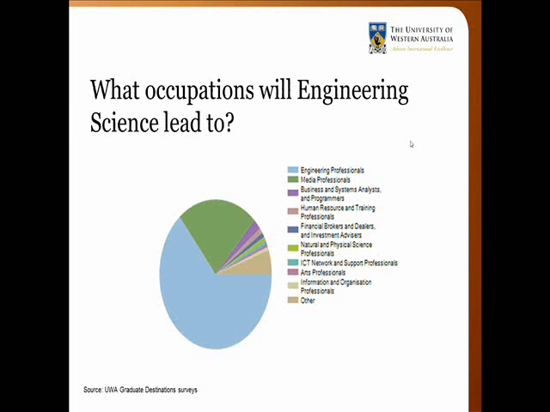So what occupations will engineering science lead to? Obviously the main sector here is engineering professionals. The second one that we've highlighted here is media professionals. Bear in mind this comes from a graduate survey that we undertook in 2009. So the results of this could be slightly different every year, but this is just a snapshot from 2009. Next sector there is other, so that's things that can't be categorized. Business and systems analysts also figuring there.